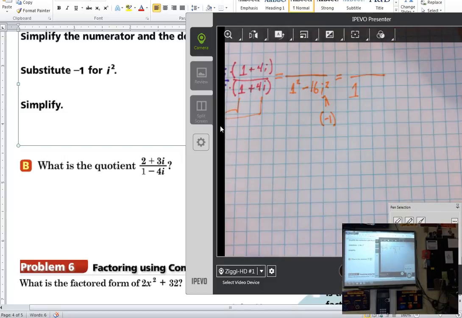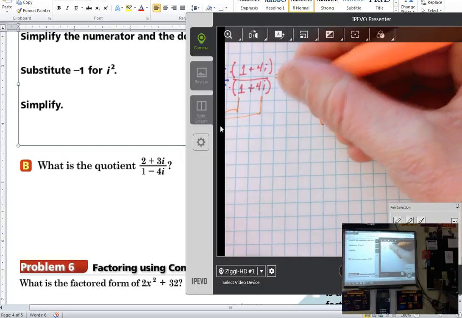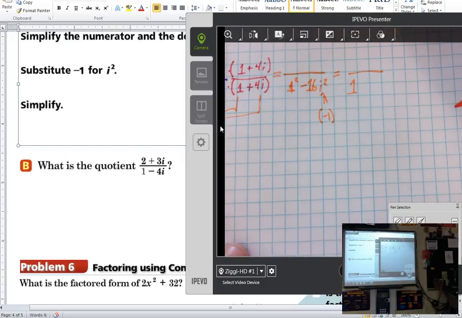This is a 1, this is a 1. The only i is right here. We use lowercase i. I always forget that.